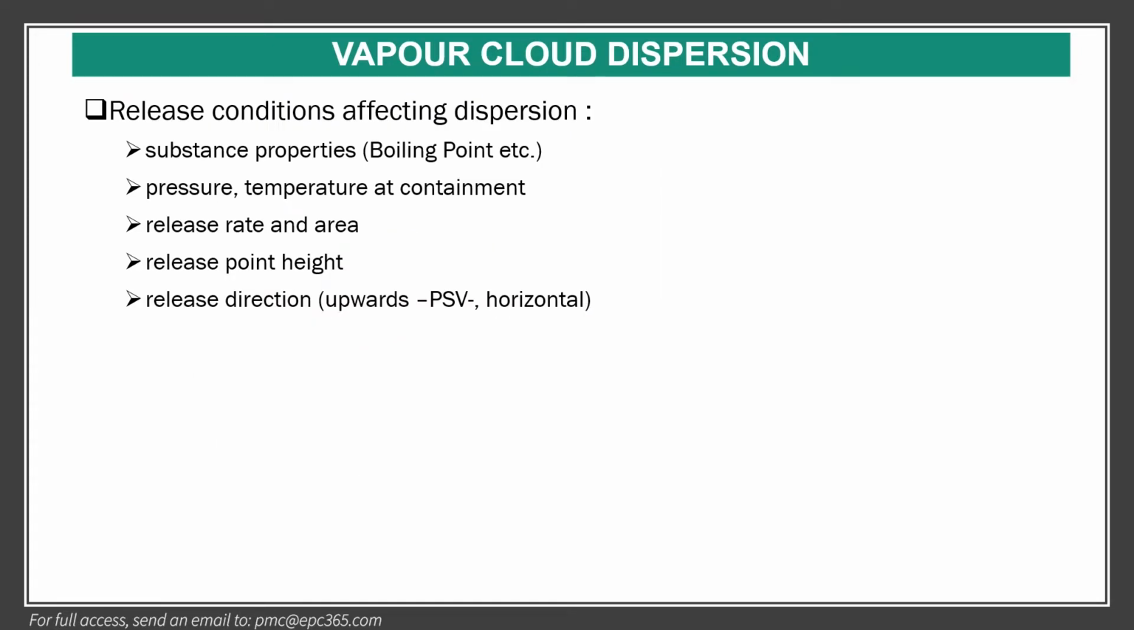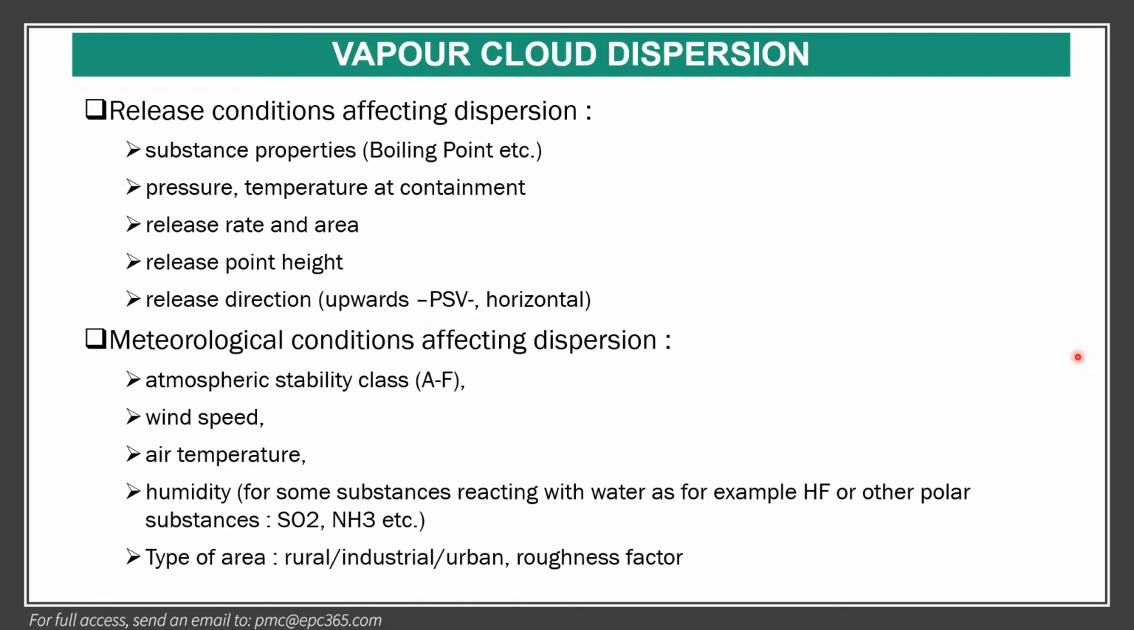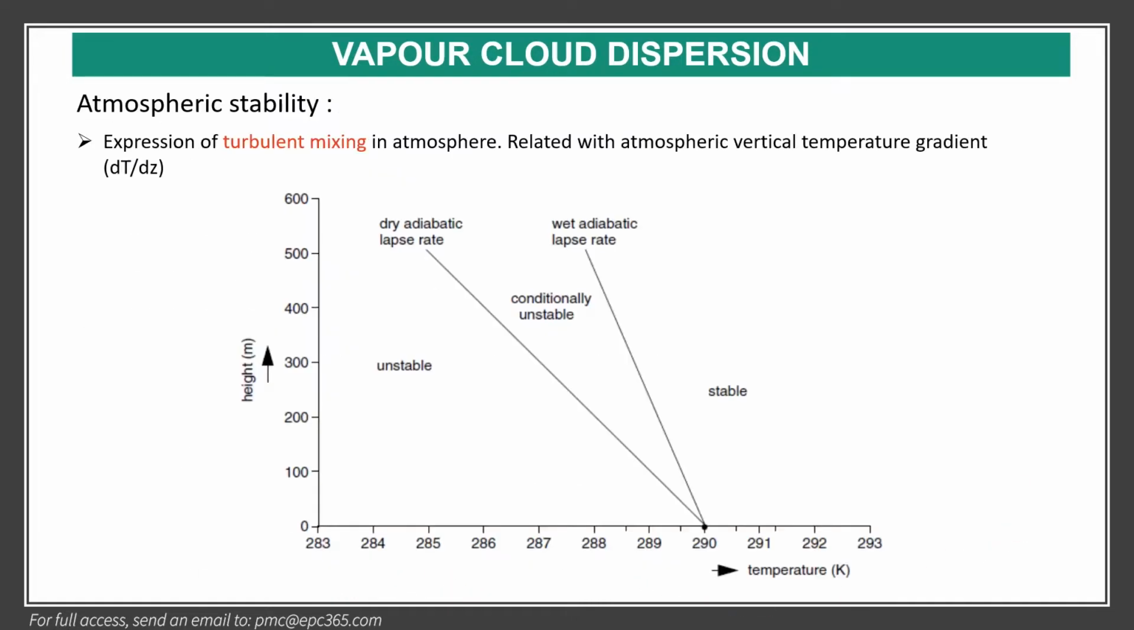So for pressure cloud dispersion, the release conditions affecting dispersion are the substance properties: boiling point, pressure, temperature at containment, release rate and area, release point, and release direction, upward, PSV, horizontal. So there are a lot of parameters that affect the result. Meteorological conditions: atmospheric class from A to F, wind speed, air temperature, humidity, and type of area, whether rural, industrial, or urban, the roughness factor.